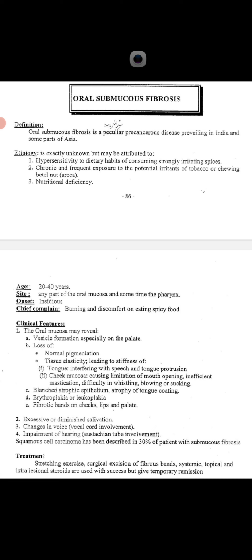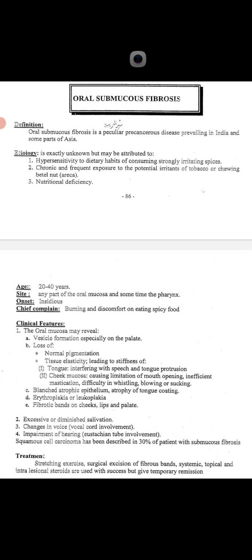Second, chronic and frequent exposure to potential irritants of tobacco or chewing betel nut. Mainly chewing betel nut is the cause of oral submucous fibrosis, and chronic and frequent exposure to potential irritants of tobacco or betel nut. Third is nutritional deficiency.